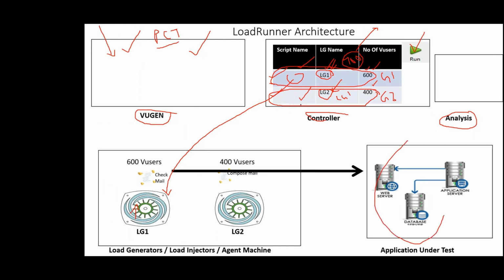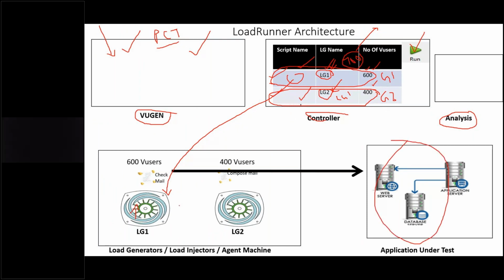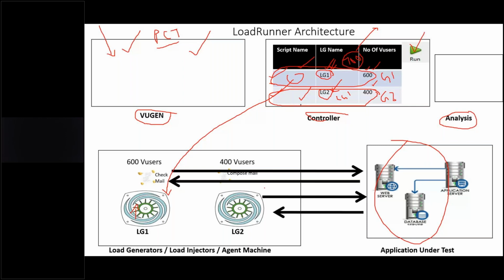Now all those transactions, this is your application under test. Now all the requests will be sent to the application and you get the responses. So for both LG1 and LG2, as you get the response, the reports will be created on LG1 and on LG2. The report created on LG1 will be sent back to the controller, and the report generated by LG2 will also be sent back to the controller.